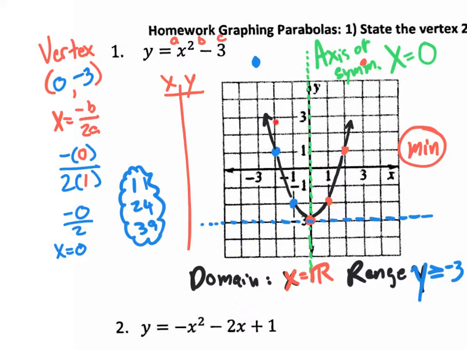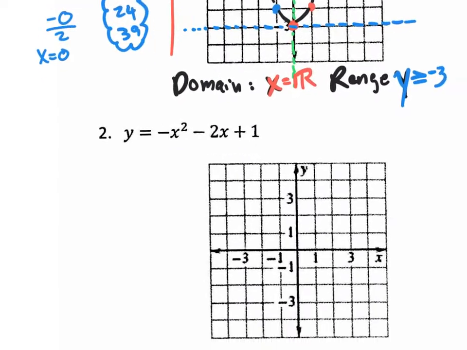Where's this graph at? It's above that certain y value. What is that certain y value? It's -3. Now, the parabola might be going down, and then you have your range below a certain value. Let's do number 2 right here.